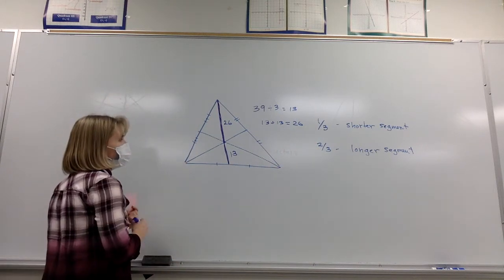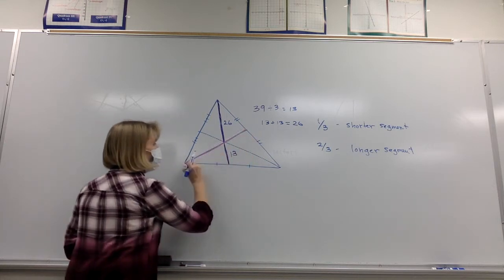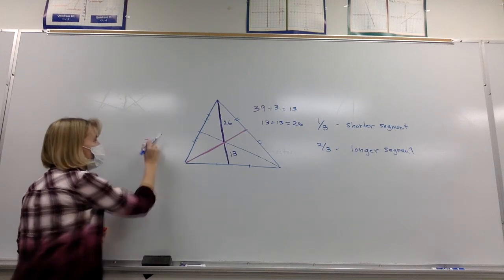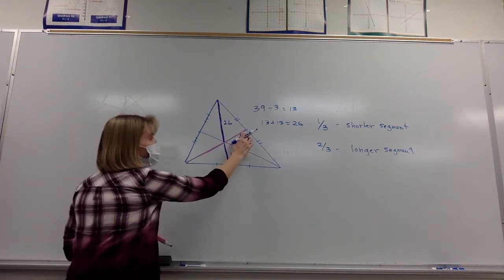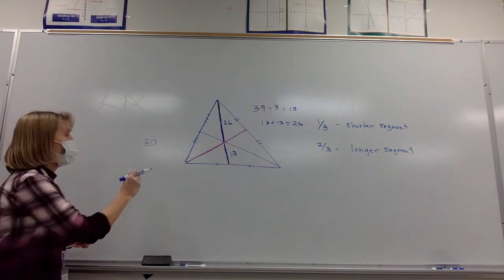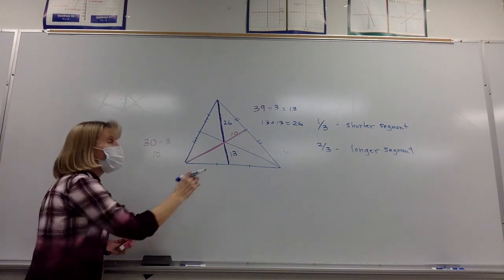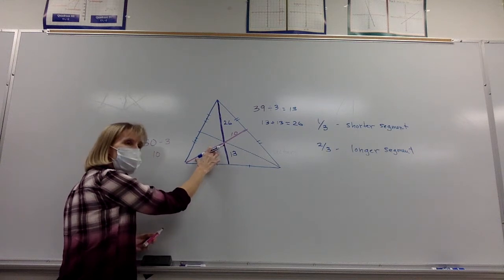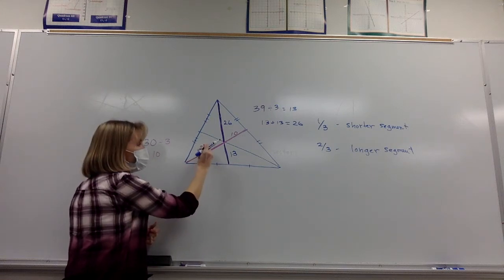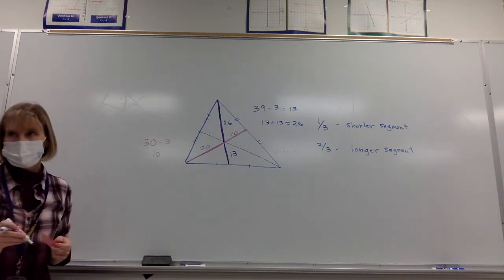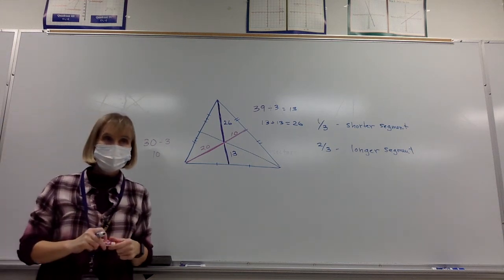So if I said, let me switch colors here, let's say this piece right here has a distance of 30. What would the shorter piece on that be? 10. You take that and divide it by 3. So that shorter piece would be 10. That's 1/3 of it. So how would I get the 2/3 piece? You would double it and you would get 20. Make sense? Yes. Okay, that's your relationship between your 1/3 and your 2/3.